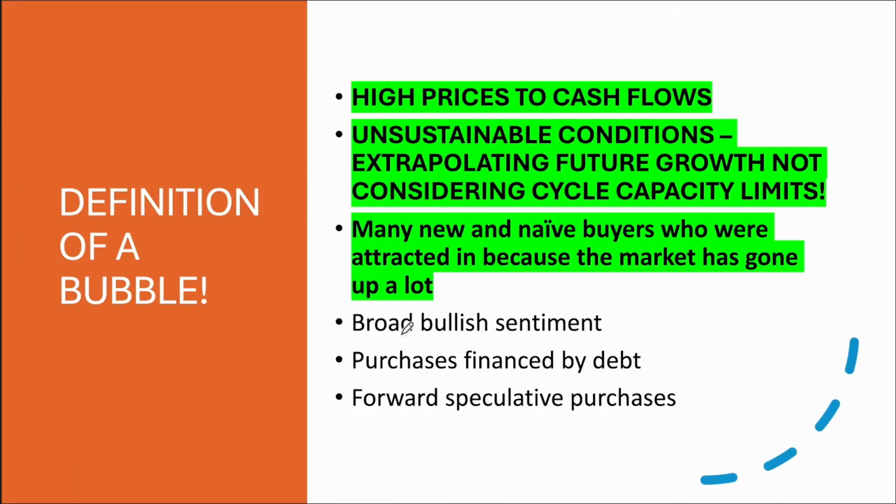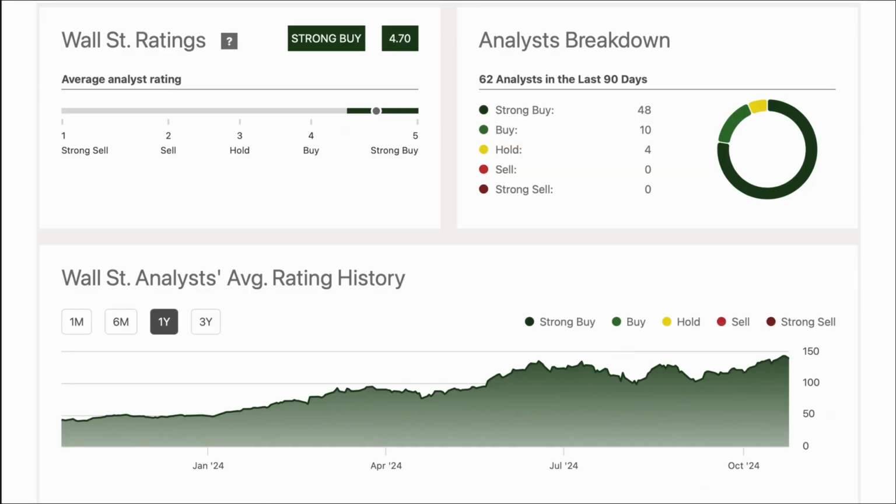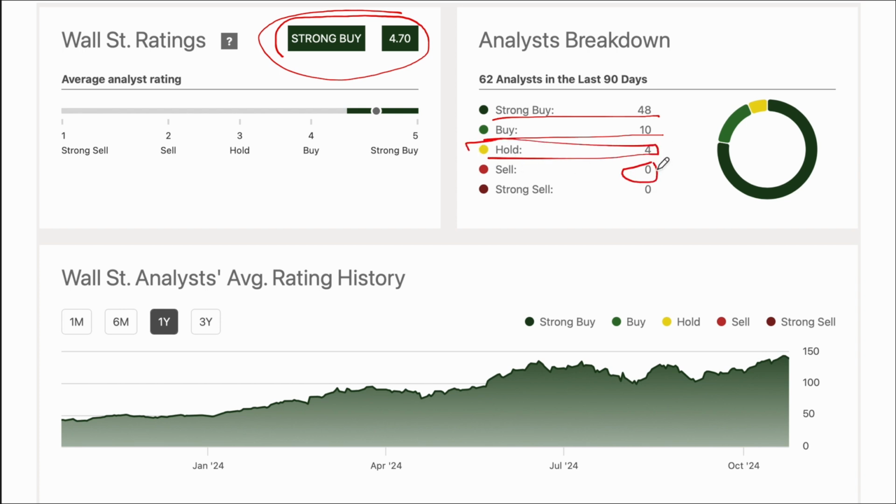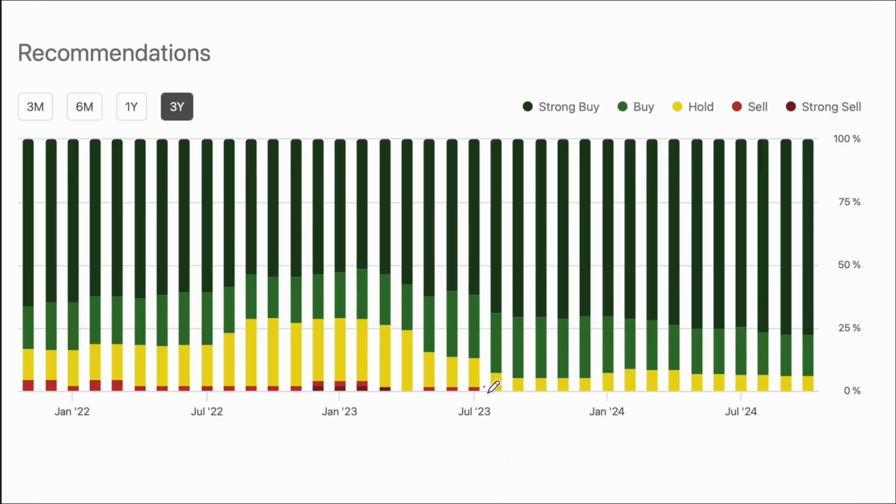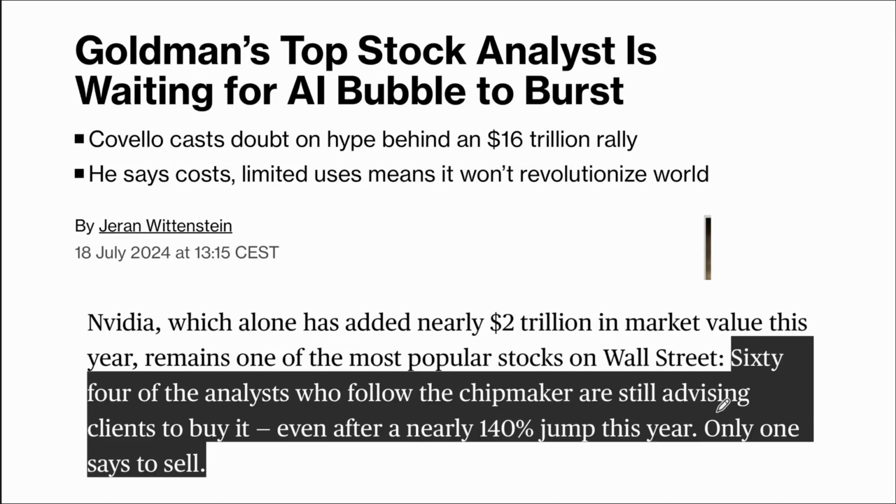So yes, we have many naive new investors chasing the bubble, broad bullish sentiment, another factor. If we look at the Wall Street ratings, everyone has it as a very strong buy. Strong buy, 48 analysts, buy 10 analysts, hold only 4, and sell 0. There was a guy somewhere here telling people Nvidia is a sell, and he probably got fired and now runs some small YouTube channel, so we have to find him on YouTube. 64 of the analysts who follow the chip maker are still advising clients to buy it after a 10x, even after a 140 percent jump this year. Only one says to sell, and he is now on YouTube. That's how Wall Street works.